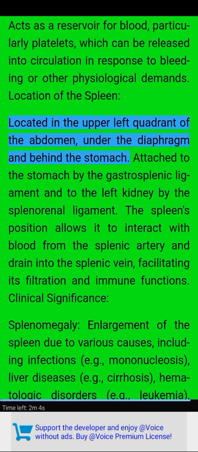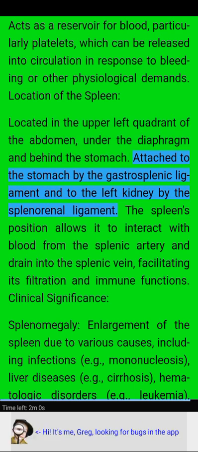Location of the spleen. Located in the upper left quadrant of the abdomen, under the diaphragm and behind the stomach. Attached to the stomach by the gastrosplenic ligament and to the left kidney by the splenorenal ligament. The spleen's position allows it to interact with blood from the splenic artery and drain into the splenic vein, facilitating its filtration and immune functions. Clinical significance.